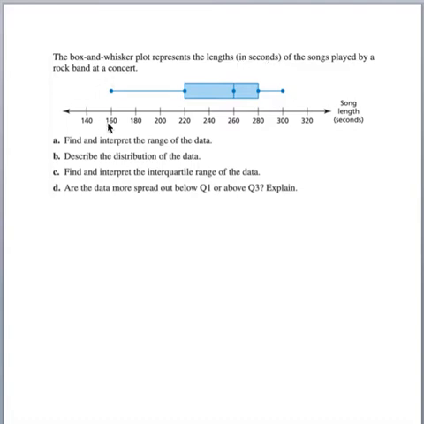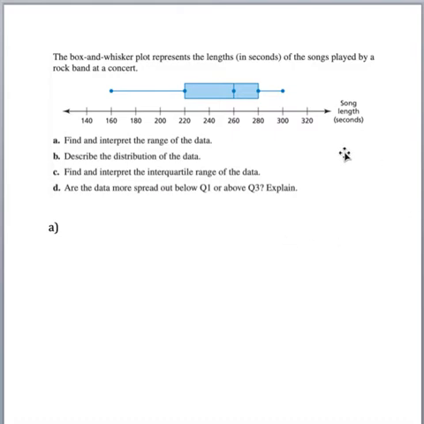Okay, so here is a box and whisker plot. It represents the lengths in seconds of songs played by a rock band at a concert. Part A, find and interpret the range of the data. Part B, describe the distribution of the data. Part C, find and interpret the interquartile range of the data. And D, are the data more spread out below quartile 1 or above quartile 3? Explain. All right, so part A is talking about the range, which we learned about in section 11.1.